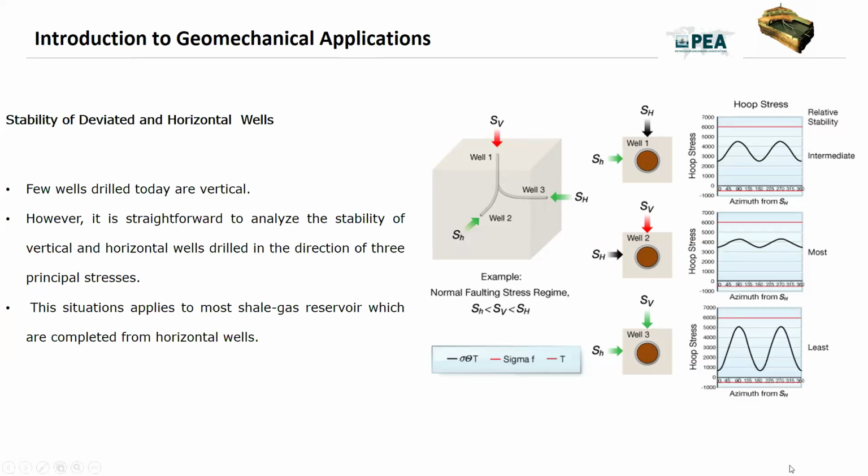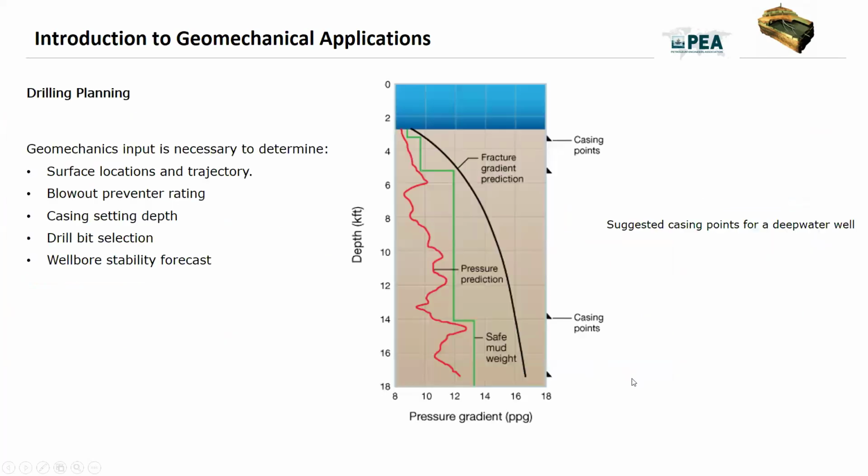So to illustrate, let us consider the relative stability of wells aligned with the three principal stresses. So we have the normal faulting stress regime, where maximum horizontal stress is slightly less than the overburden stress, as we see in this figure. So we have a set of wells, three sets, where the intermediate, most, and least stable windows are shown.